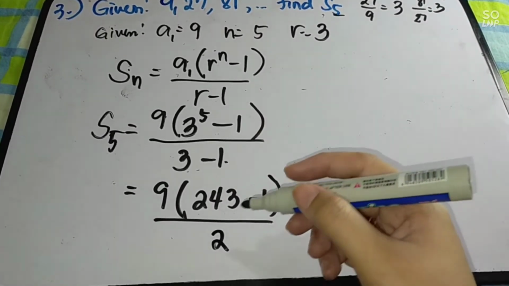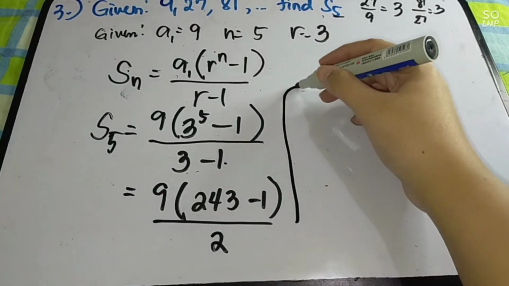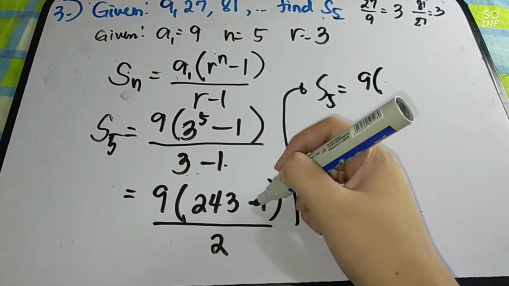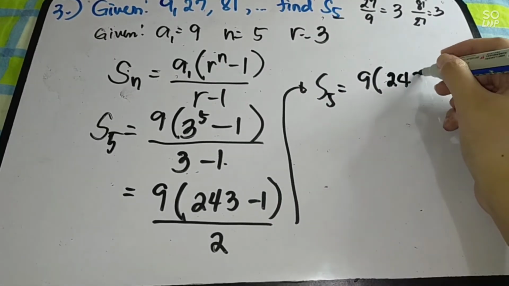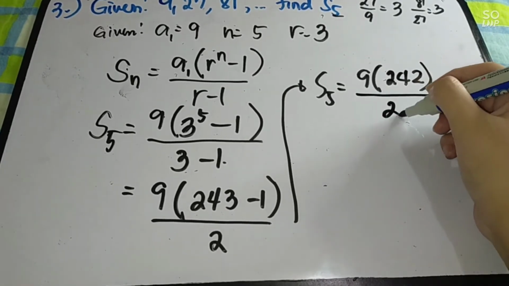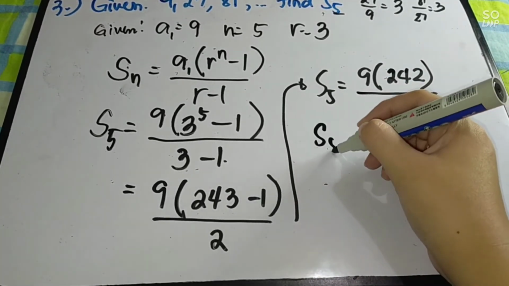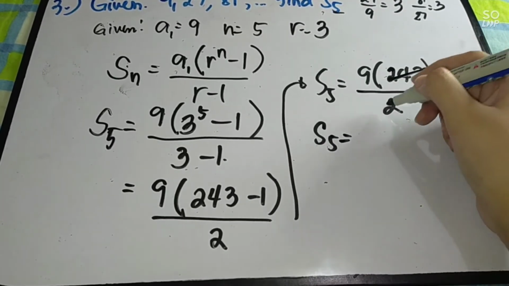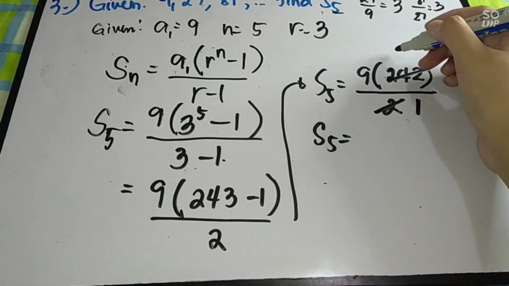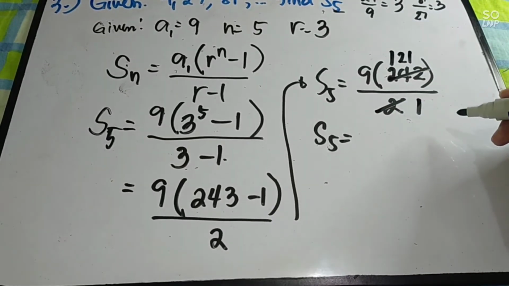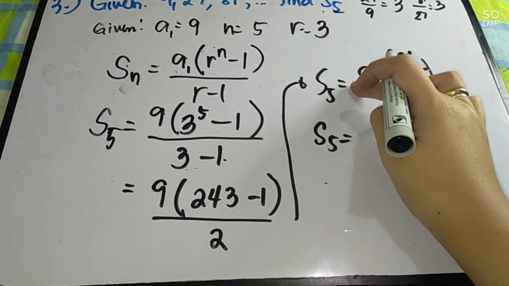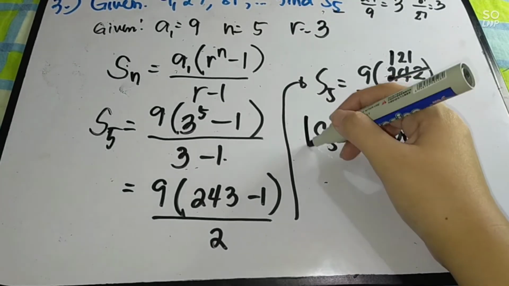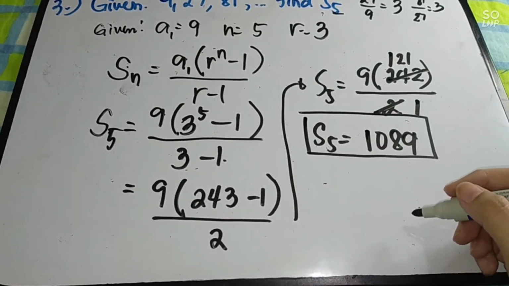Simplify mo na to. So, we have here, taasan natin. So, you have S sub 5 is equal to 9 times 243 minus 1, that is 242. Then, over 2. Then, cancellation na tayo. So, we have your S sub 5. So, si 242 at saka si 2, divide natin by 2, canceled out. Ito magiging 1, ito magiging 1 to 1. Then, si 1 to 1, multiply na natin by 9. Ang sagot po dyan is 1,089.